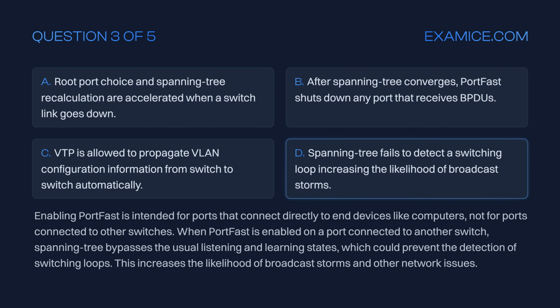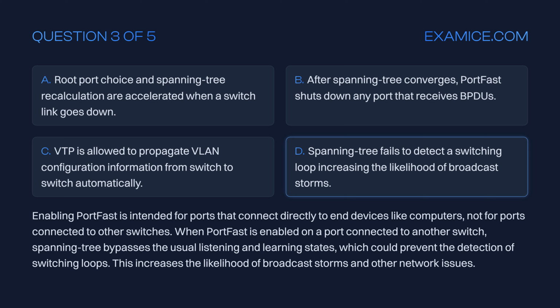The answer is option D. Enabling portfast is intended for ports that connect directly to end devices like computers, not for ports connected to other switches. When portfast is enabled on a port connected to another switch, spanning tree bypasses the usual listening and learning states, which could prevent the detection of switching loops. This increases the likelihood of broadcast storms and other network issues.